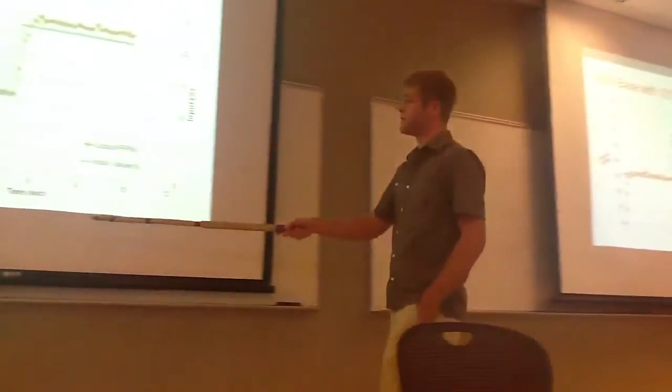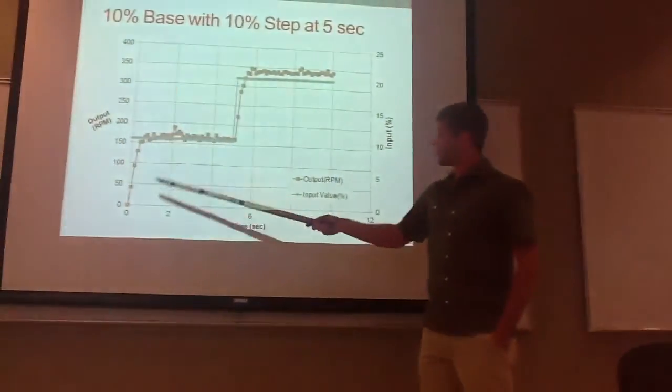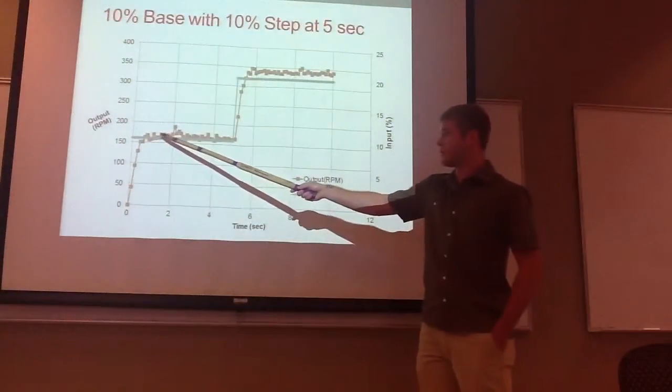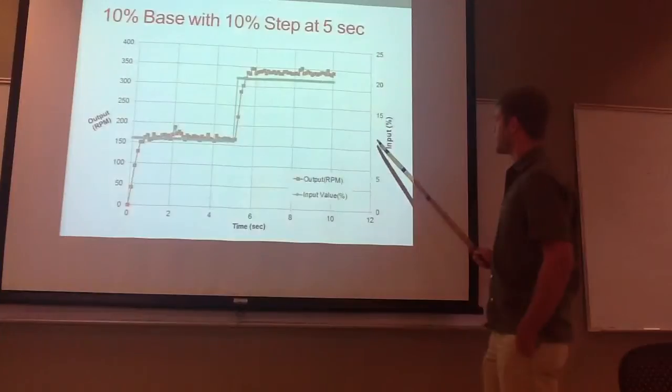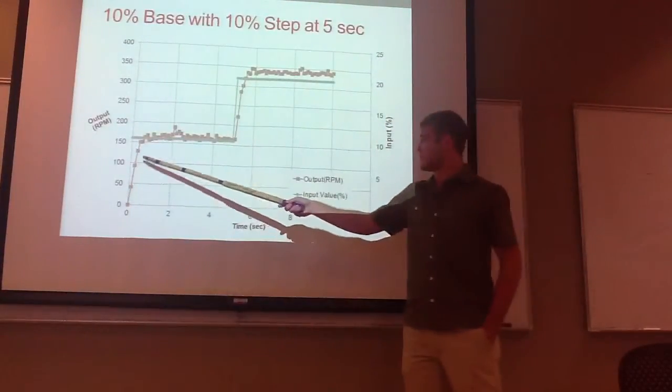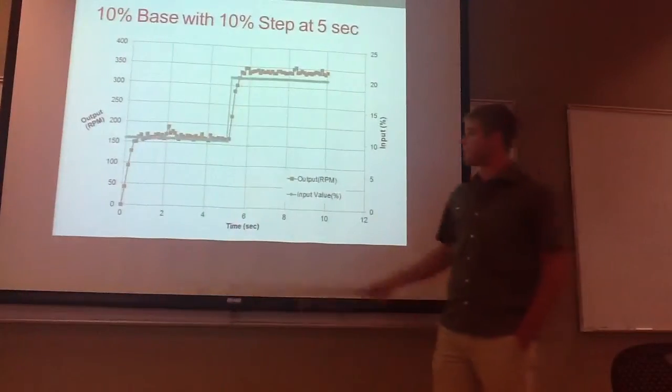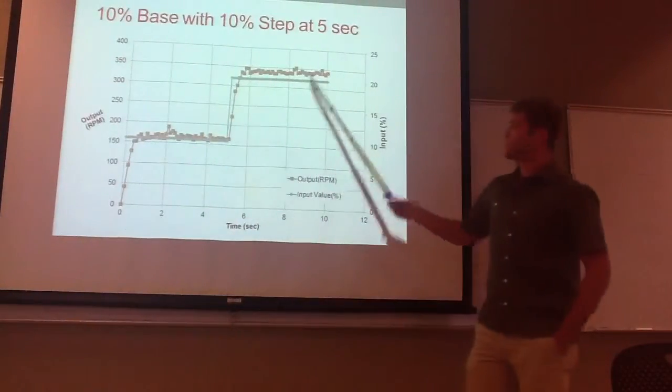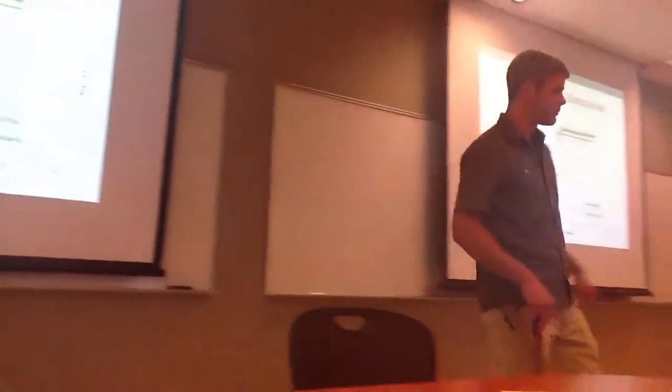This is a plot of the whole system I just explained for the unit step, where we started at 10% and I stepped up 10% to 20%. And you can see the output RPMs of our motor as it changed in accordance with the power percent step.